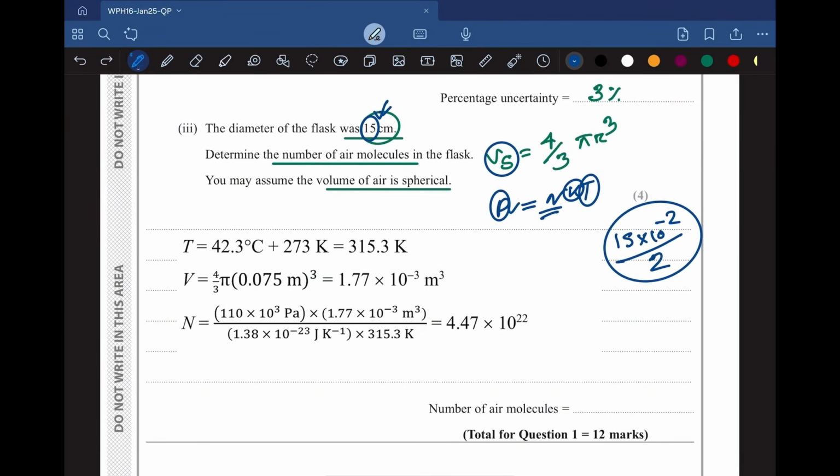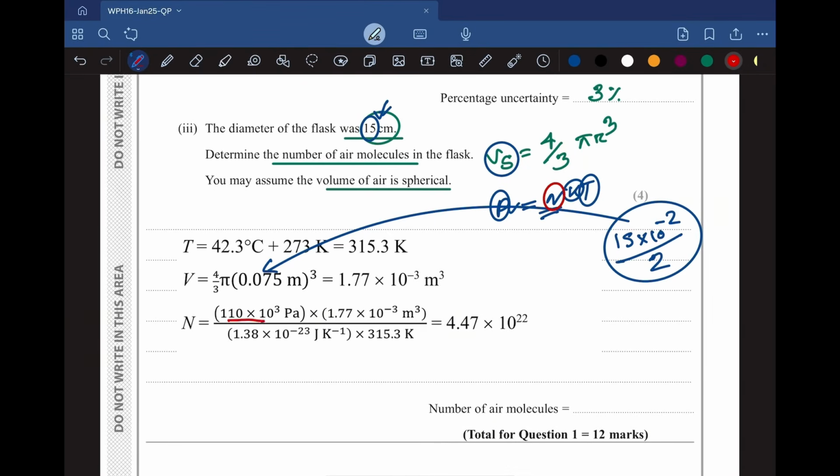Okay, this is going to be our radius right here. Let me bring it right here. This is going to be our radius. So this is how we have got our V. And if you make n the subject, it becomes PV by kT, right?